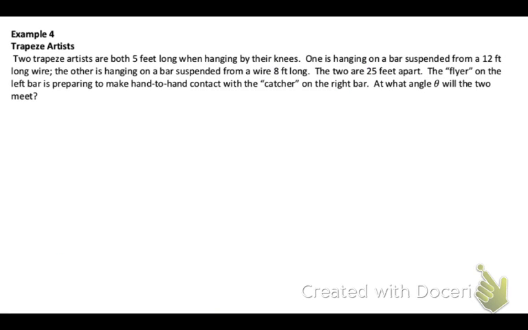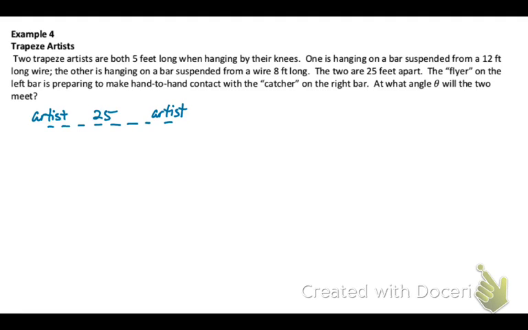Okay, here's another situation. So see if you can imagine this. 2 trapeze artists are both 5 feet long when hanging by their knees. One is hanging on a bar suspended from a 12-foot long wire. The other is hanging on a bar suspended from a wire 8 feet long. The 2 are 25 feet apart. So let's start a picture. So here's one trapeze artist in the air, and then here's another, and they are 25 feet apart.